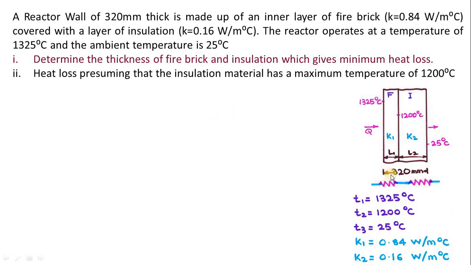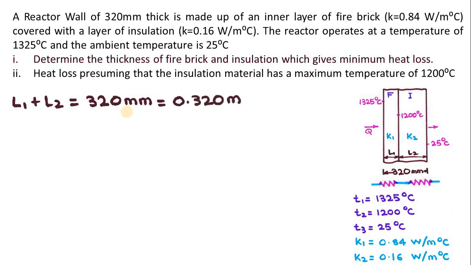Now if I want to determine the thickness of fire brick and insulation, let's find out. Since the total length is 320 mm, I can write L1 plus L2 is equal to 320 mm. I need to convert this into meter, 0.32 meter, so that L2 is equal to 0.32 minus L1. So I have to use this one.